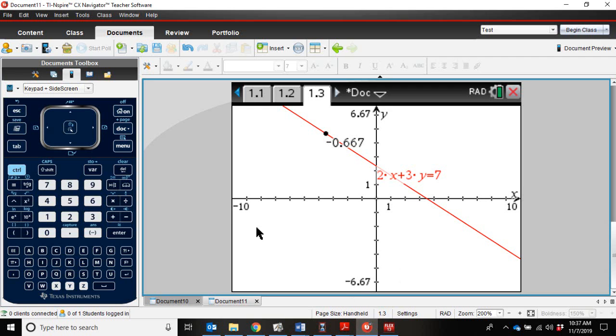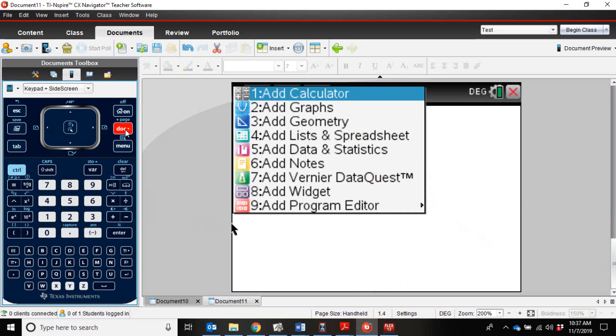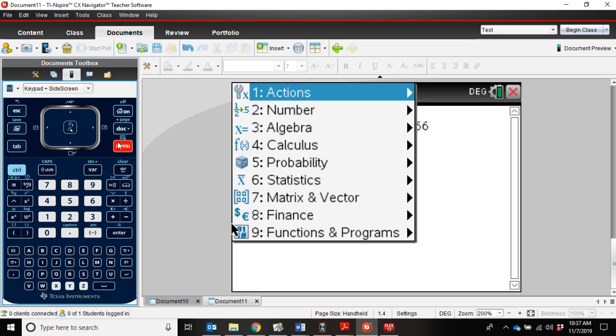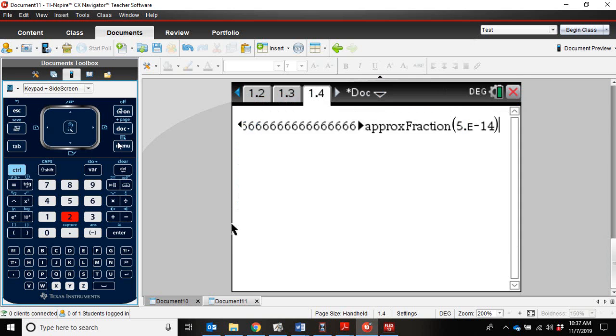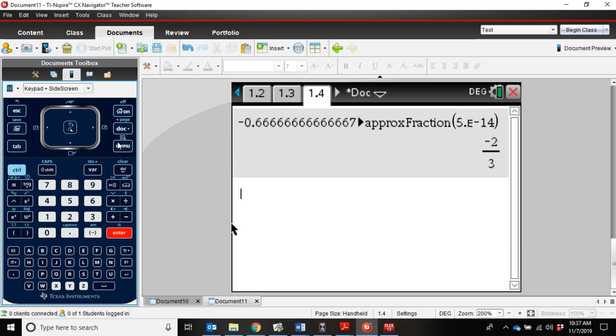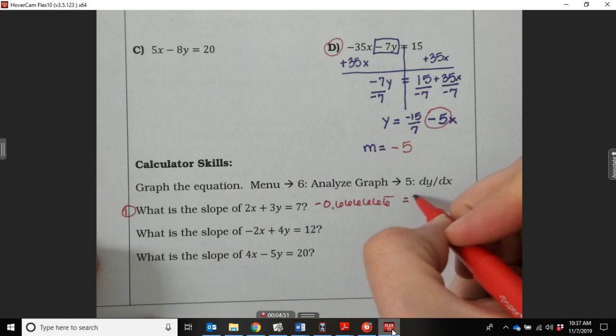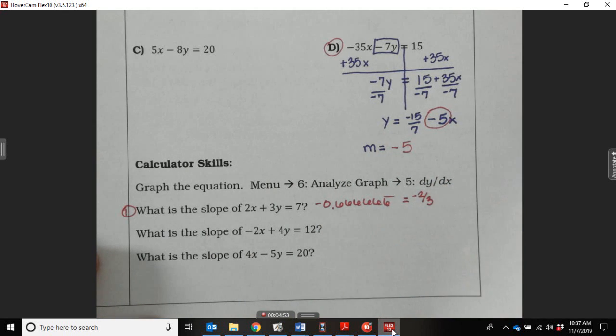I need to change that though to a fraction. So I press Control Doc, number 1, and I type in negative 0.6, and we're going to put a whole bunch of 6's. And then we press menu 2, 2, and enter. So my slope is really negative 2/3. That's what I'm going to write here. Equals negative 2/3.